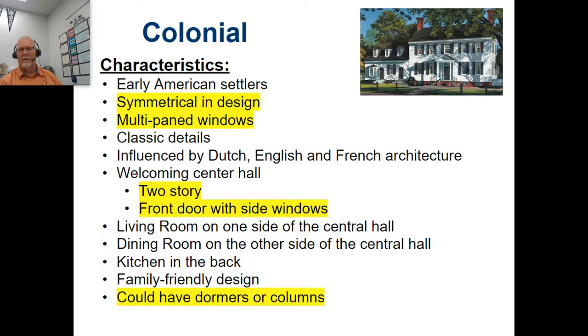Classic details. Oftentimes we'll have that little porch with columns in the front, kind of the classic look for old style houses, influenced by the early Dutch and English and French architecture. Very welcoming center hall. If you walk into a house like this, oftentimes it has a big open area, kind of a center hallway. Two-story, very common. A full two stories. You have one here and one up there. Now, there's a number of these in Waseca if you take a look around.